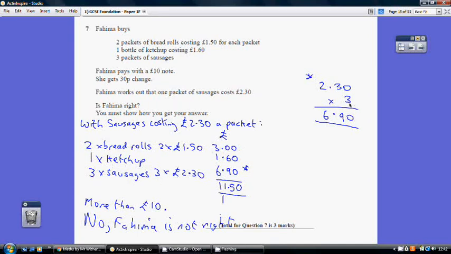of this. Well, I've done that as a little side working over here. 3 lots of £2.30 is £6.90. So if the sausages cost that, that's how much everything's going to cost in total, which is £11.50. Now that is more than £10, so Fahima is not right.